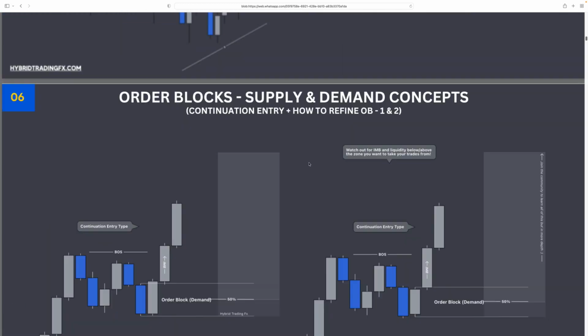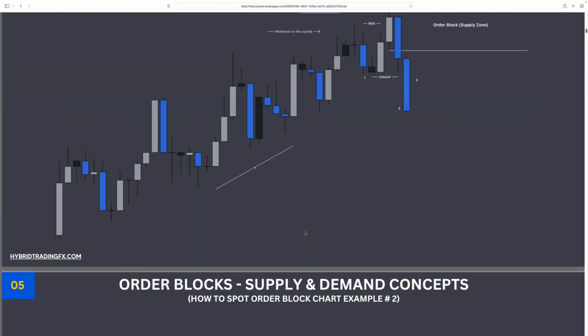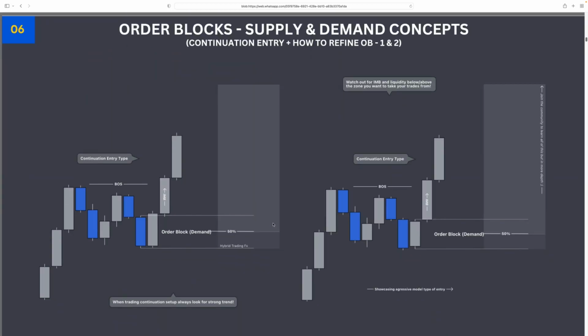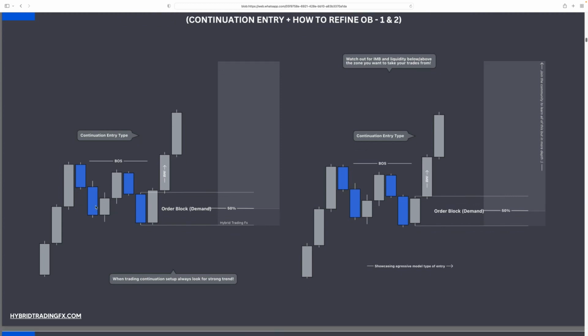So again, guys, this was a reversal type of entry. We were showcasing a reversal type of entry, and here we're gonna speak about continuations. Okay, so when you're looking at the continuation, guys, you want to see a clear momentum. You want to see impulse, you want to see correction, and you want to see impulse again. This is basically how the market moves: impulse, correction, impulse, correction, impulse, correction.